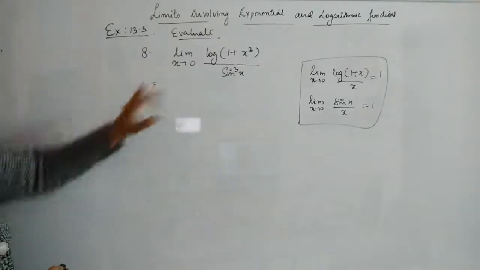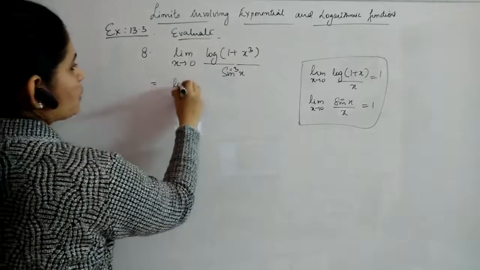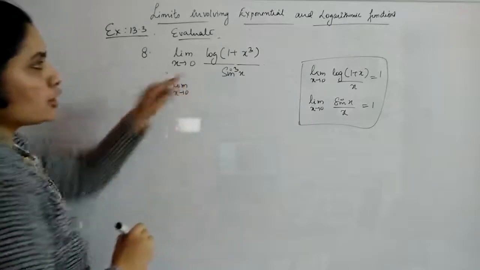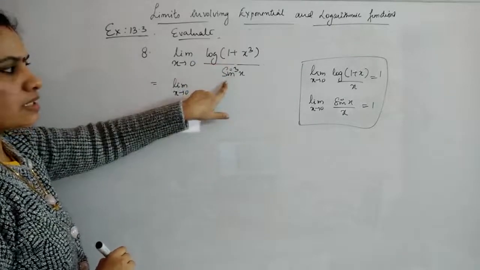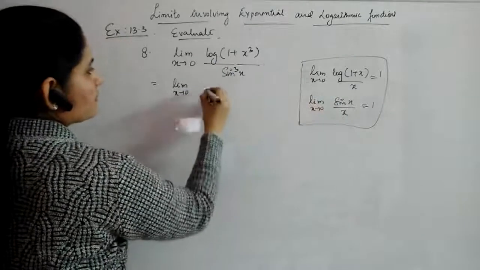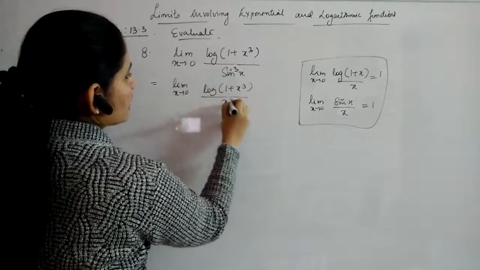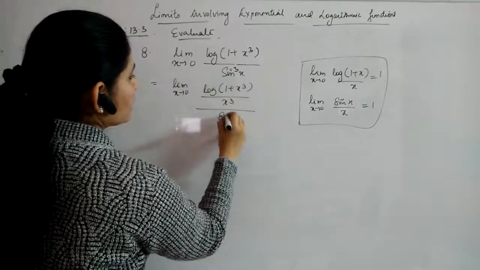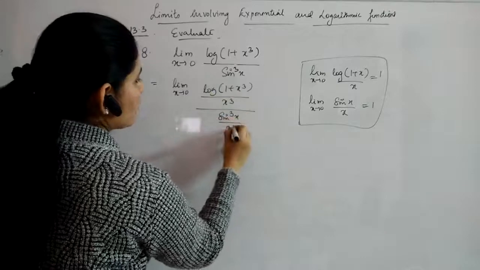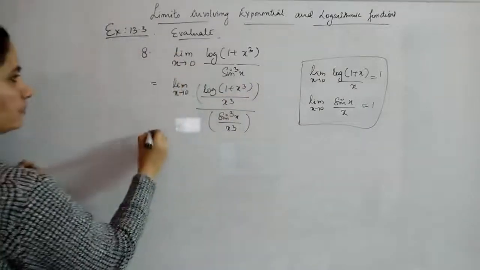Limit x tends to 0 log of (1 plus x cube) whole divided by sine cube x. For this we have to divide the numerator as well as the denominator with x cube. Why? In order to apply these two results. Log of 1 plus x cube divided by x cube, whole divided by sine cube x by x cube. So that there is no change in the question.